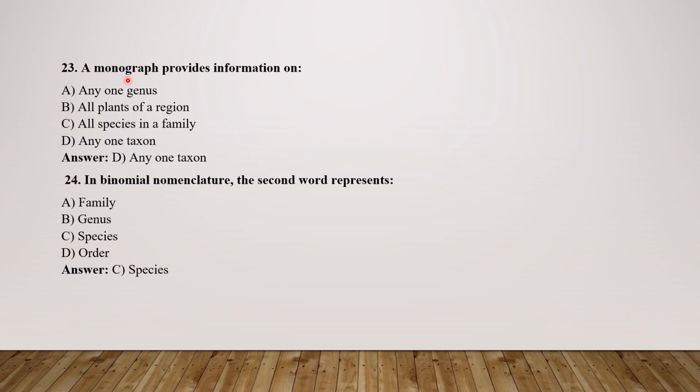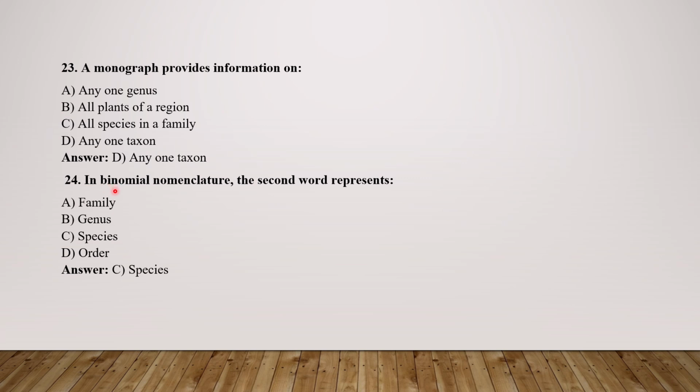Question 23. A monograph provides information on? The right answer is option D, any one taxon. A monograph is a detailed account of a single taxon, like one genus or one family.